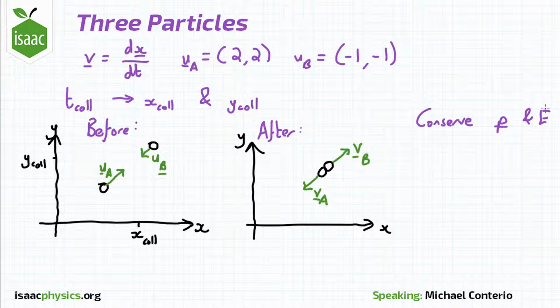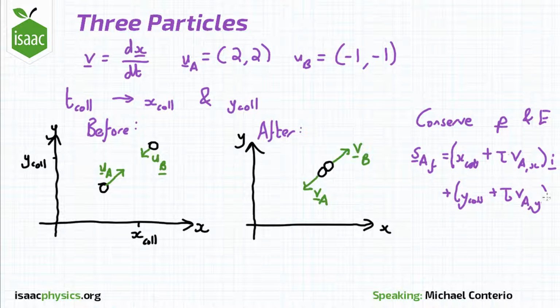You can then use the position of the collision as well as the velocities of the particle afterwards to get their position vectors at a time tau after the collision. The position vector of A after the collision is given by x collision plus tau times the component of its velocity after the collision in the x direction, all multiplied by i, plus y collision plus tau times the velocity component in the y direction after the collision, all times j. You'll also get a similar equation for the position vector of B after the collision.